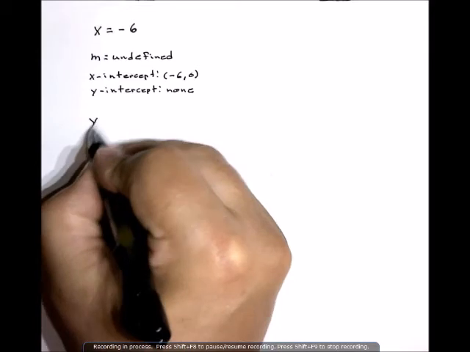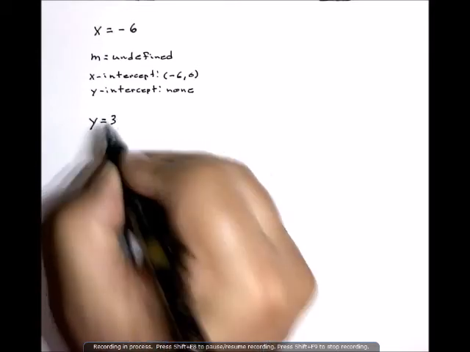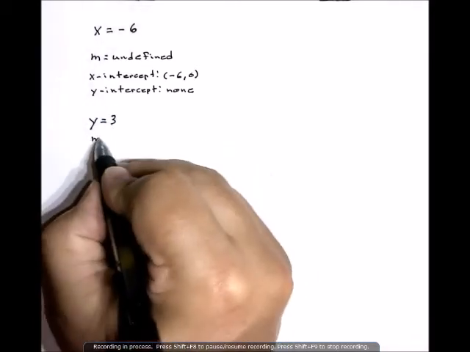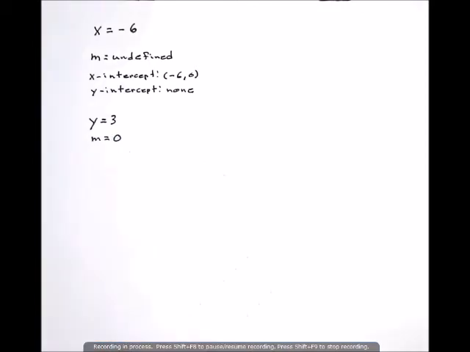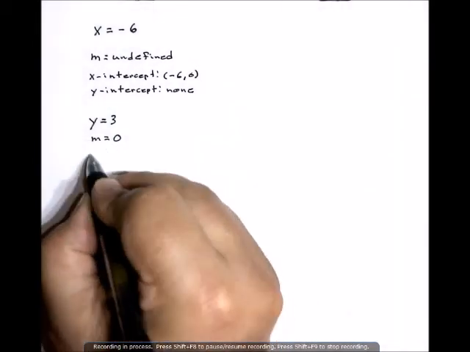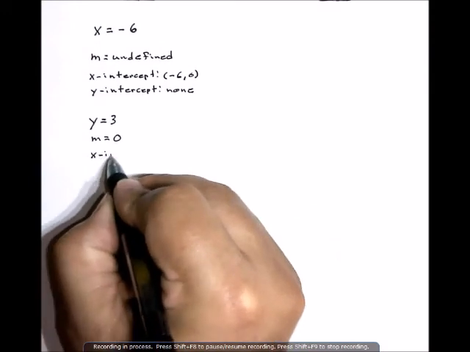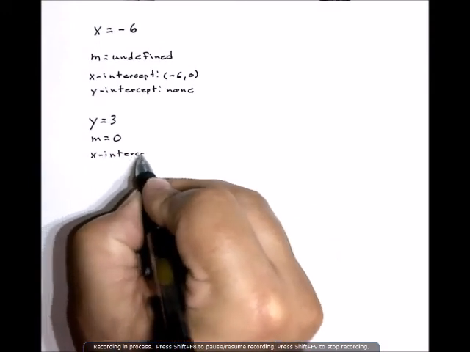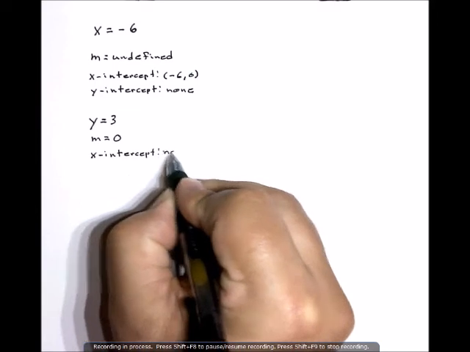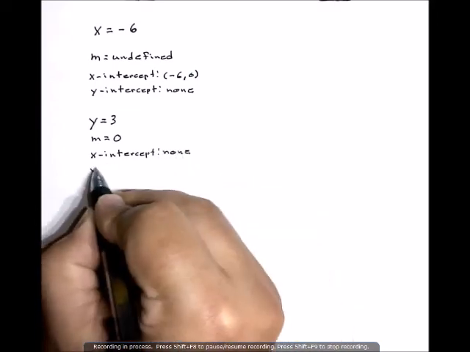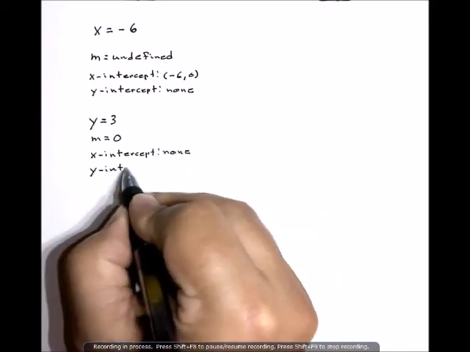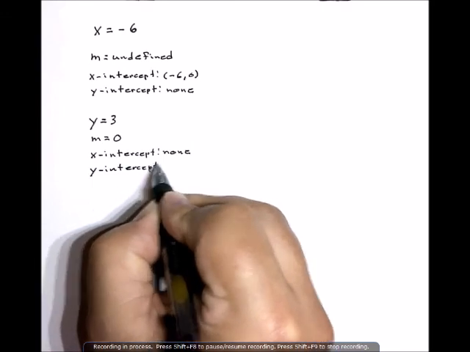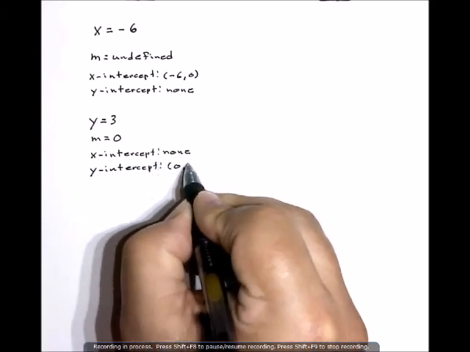Okay, similarly, if you just have a y, the slope is always 0. And this one will have a y-intercept, but it will not have an x-intercept. So in this case, the x-intercept does not exist, and the y-intercept is (0, 3).